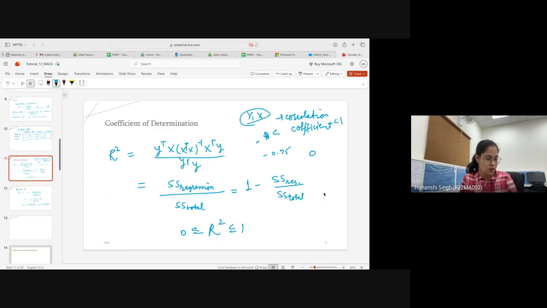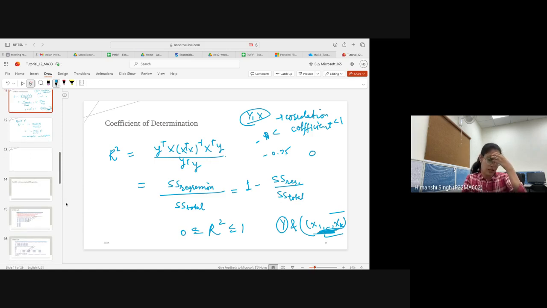And if r square is 0, obviously the fit is very poor, and maybe there is no linear relationship between these multiple variables and the dependent variable. Here we are only talking about the relationship between y and the group x1, x2, up to xk. We are not talking about the relationship between these variables. We are only talking about between this and this. So this was about the goodness of fit, which I can measure using this r square.